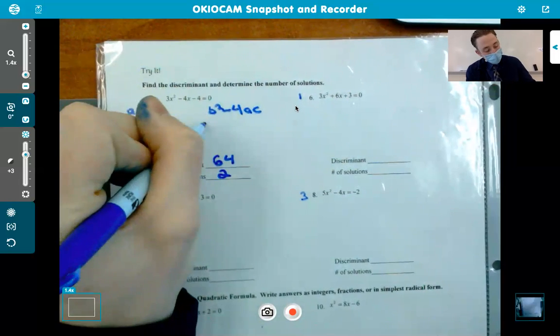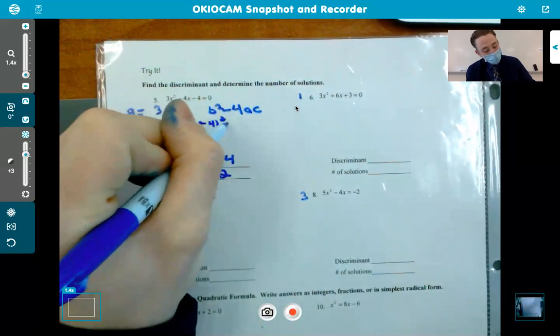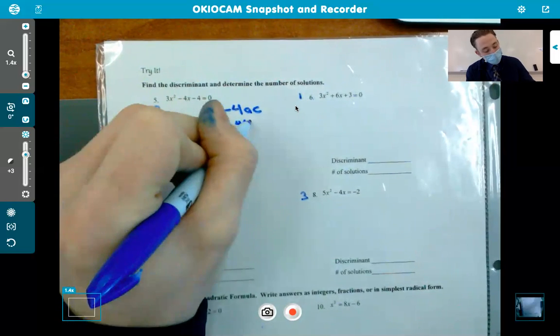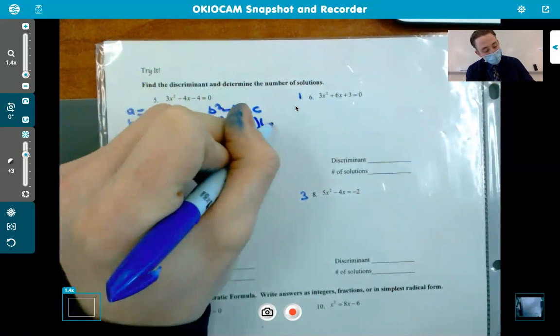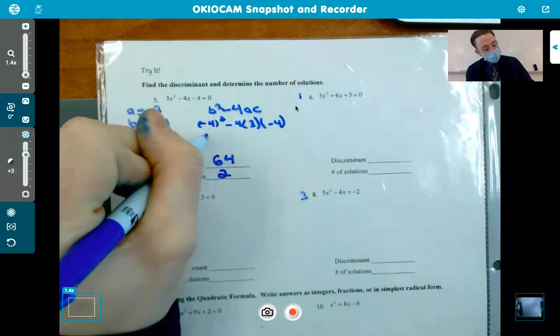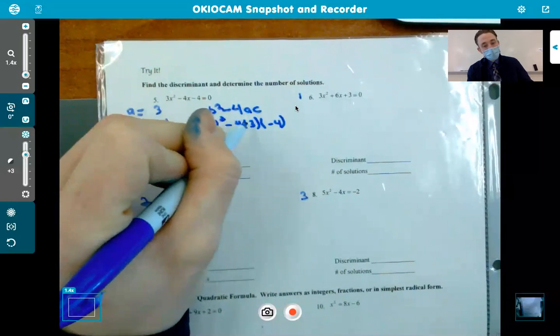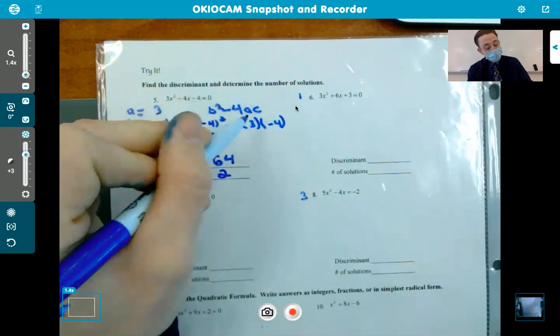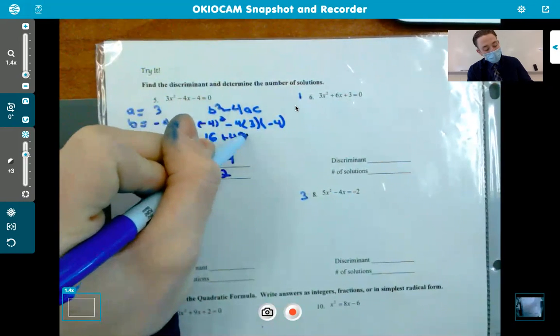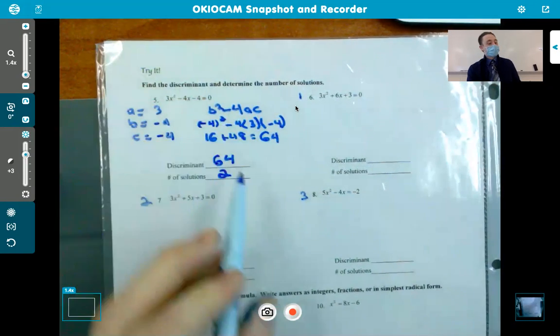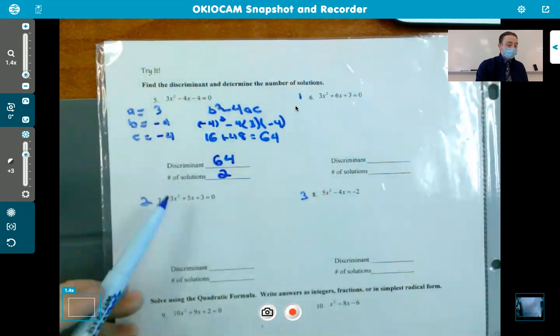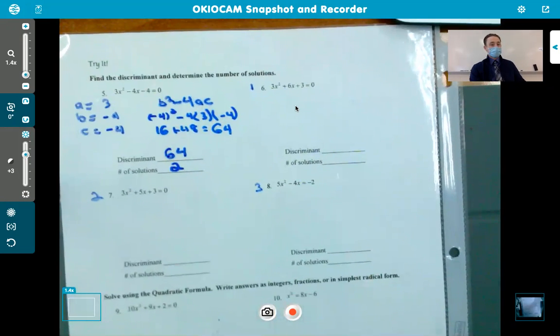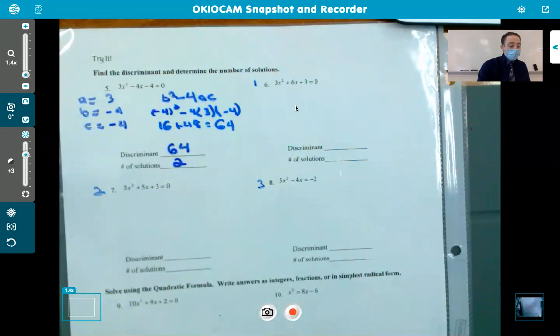So b squared would be the -4 squared minus 4 times 3 times -4. Well, that's 16. -4 times 3 is -12, times -4 is 48. That's what gives you the 64. And then it's a positive number, so you get 2 solutions from that. Okay. Anybody have any questions about number 5?